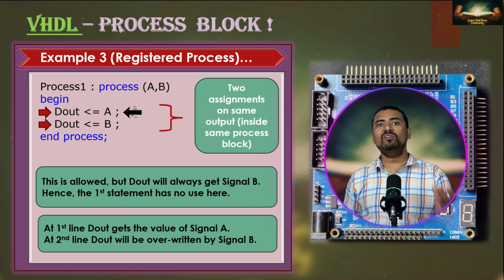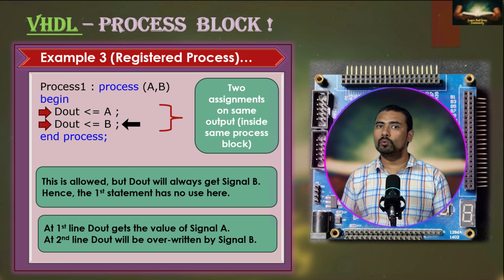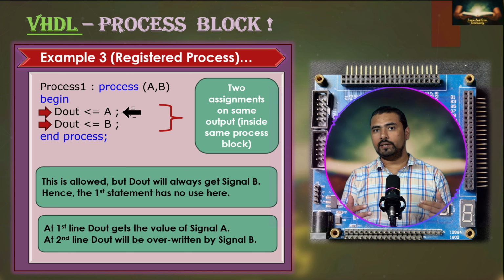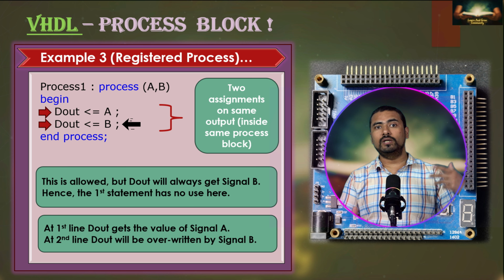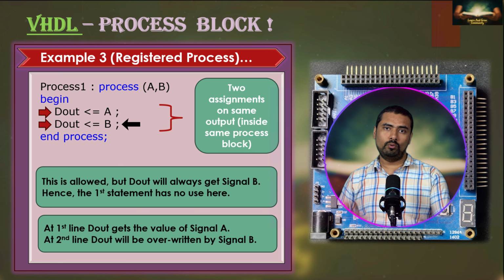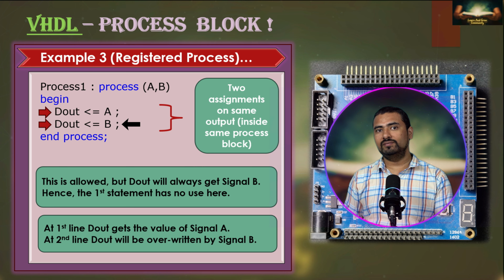Means whatever the value of A, you will always see signal B data in the output, because first the data of signal A will move to the Dout and then the data of signal B will move to the Dout. And the output signal will be overwritten with the B signal.